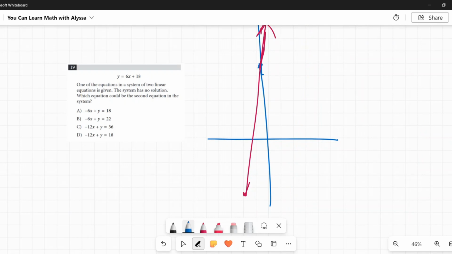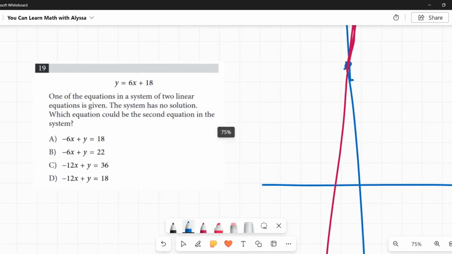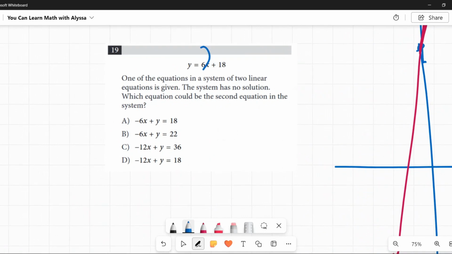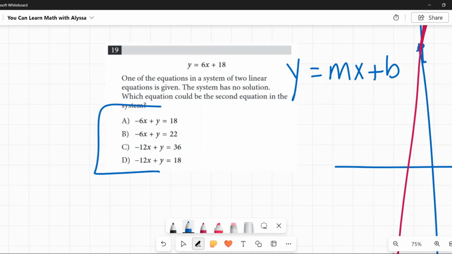So again, as I said before, same slope. That's the key. So we're going to look at these and see which of them has the same slope as the top one. And I mentioned in passing, if you caught this or not, that little 6 there by the x, that is our slope, because this is in y equals mx plus b format, where the b, that number by itself, is the y-intercept, and the number by the x is our slope, the m. So our slope is 6. So we want to look at all of these and see which of these has a slope of 6.